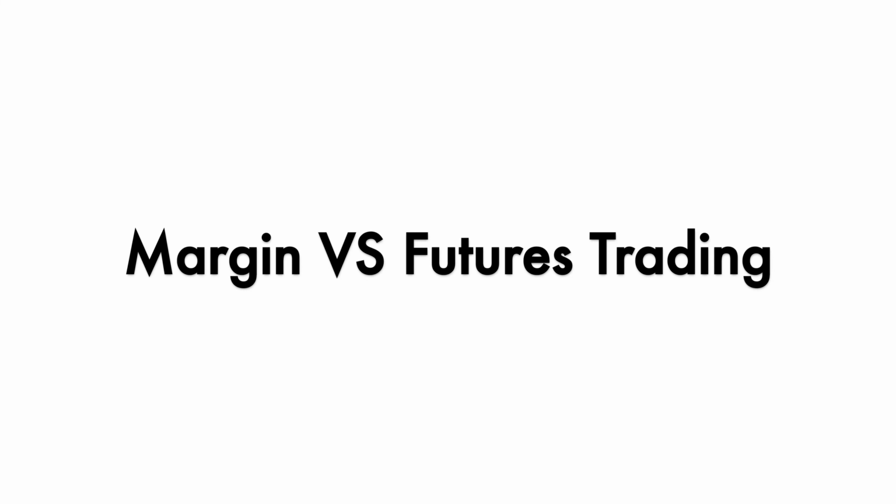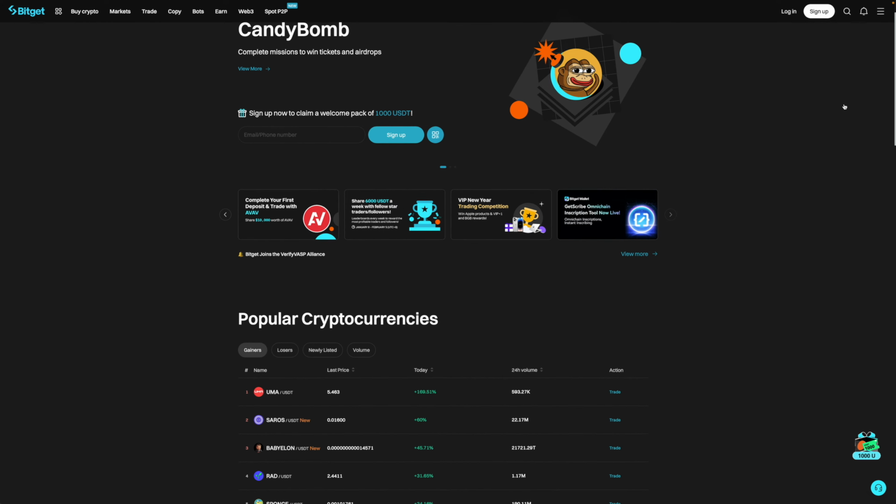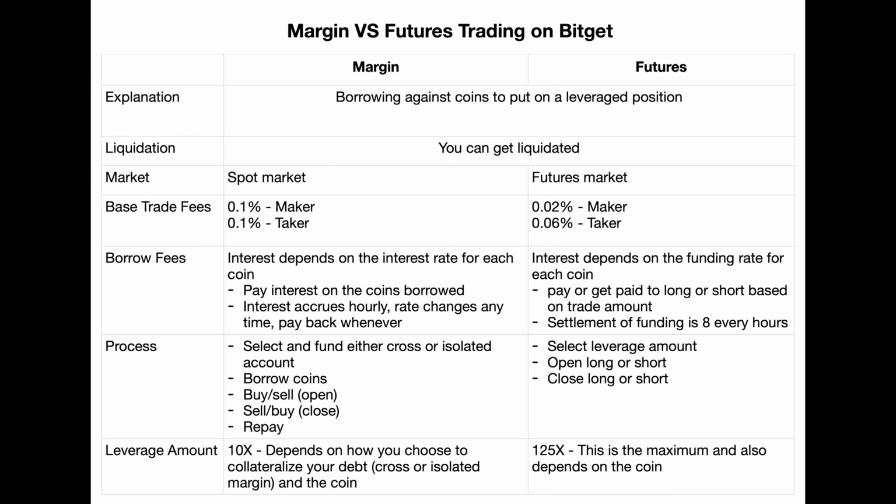I'm going to explain the differences between margin and futures trading. Now to do this, I'll be using Bitget to help. Although I'll be using Bitget to explain the differences, the same ideas can be applied to any exchange. As you can see, I've created this table here to help.